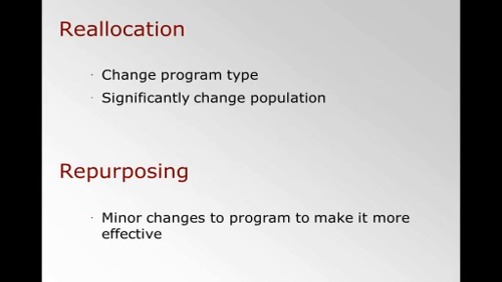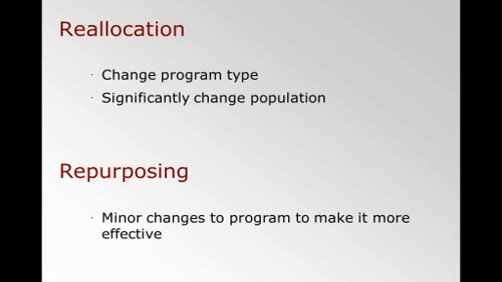So I just want to talk quickly about what exactly reallocation means and how it differs from another process called repurposing. So reallocation refers to changes in a Continuum of Care program that involve changing the type of program, or where you're significantly changing the target population. So let me give you an example. If you're converting a project from a transitional housing to a permanent supportive housing, for example, that would have to be done through this reallocation process, because you're changing from one type of program, transitional housing, to another type of program, permanent supportive housing.